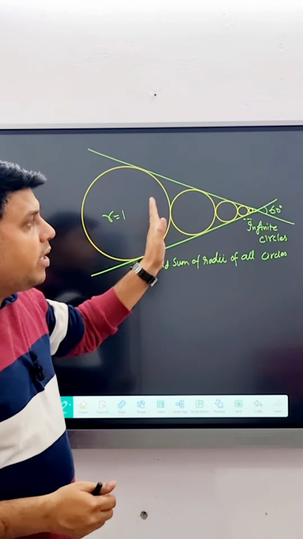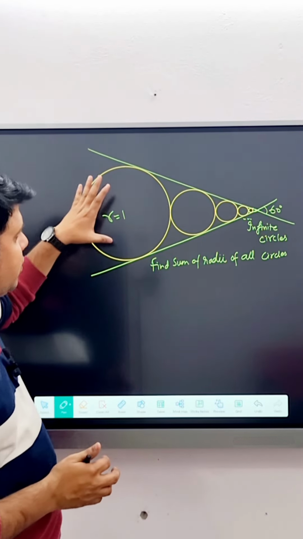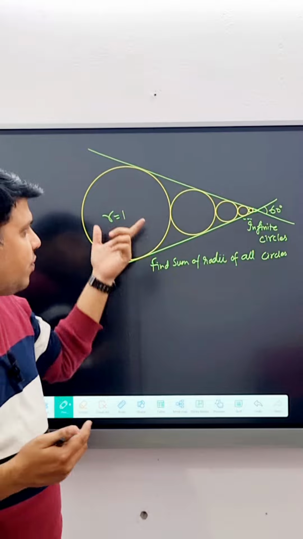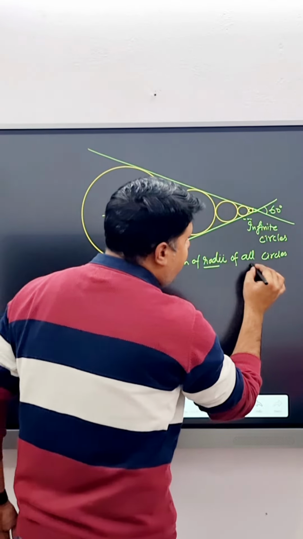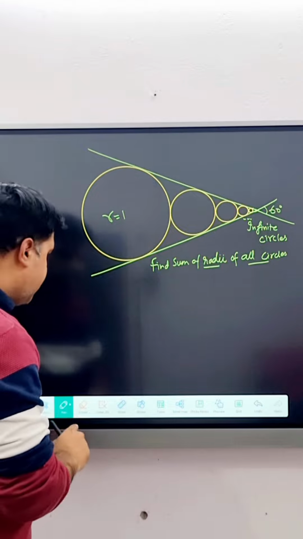Figure in which there are infinite circles and the radius of the biggest circle is 1 centimeter, or I can say 1 unit, and we have to find the sum of the radii of all circles. So these are the circles, right?